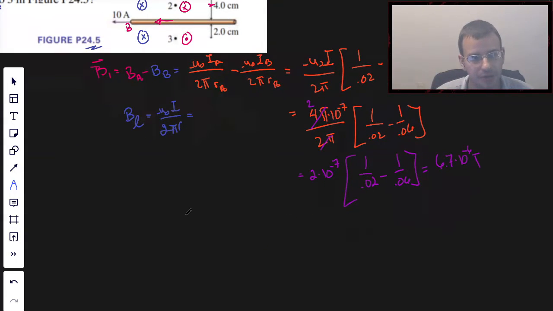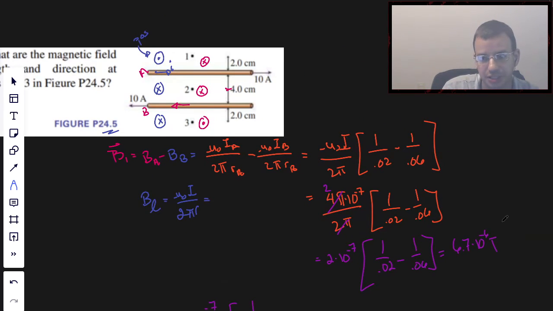All right, so now we're going to do the same thing for B2. We're going to do all the same simplifications. So we're going to end up with 2 times 10 to the negative 7th, right down here, times 1 over 0.02, because this is going to be out of page.